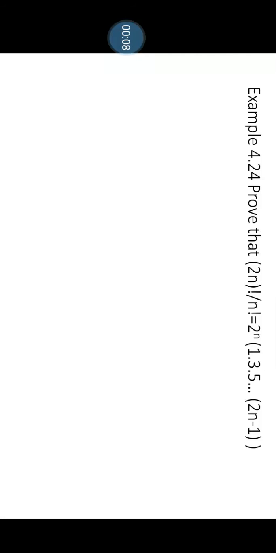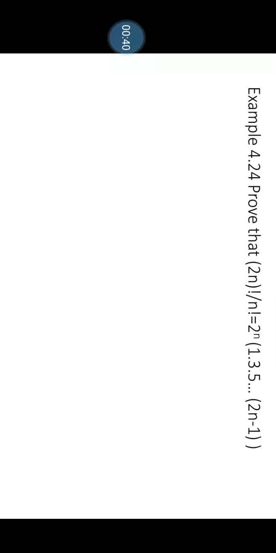Example 4.24. Prove that (2n)! divided by n! equals 2^n times the product 1 into 3 into 5 up to 2n minus 1. So in the question they have given (2n)!. Some of you might write it as 2 into n!, but 2 into n! is different from (2n)!. So (2n)! is actually you start from 1, 2, 3 up to 2n minus 1 and 2n.